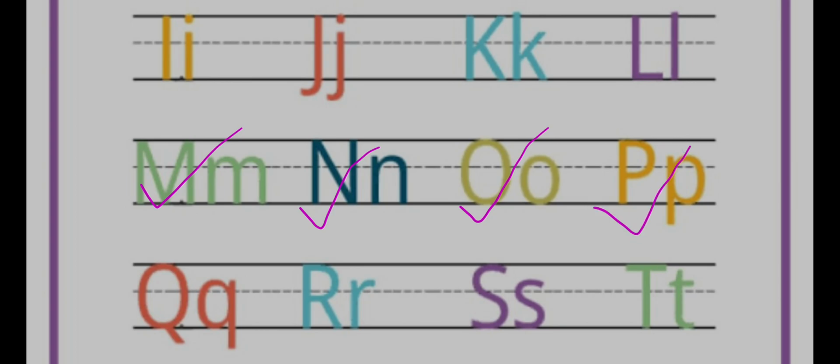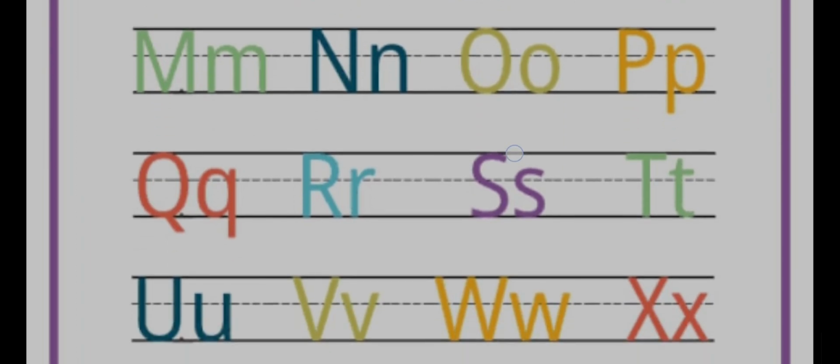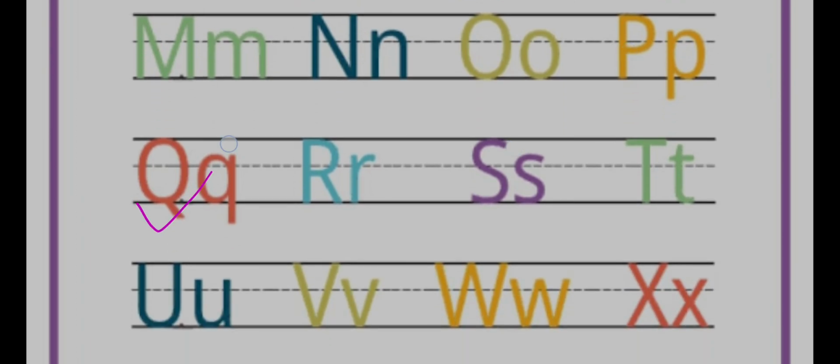P for parrot, P for peacock, p. Q for queen, Q for quail, k. R for rose, R for rabbit, r. S for shape, S for sandwich, s. T for tiger, T for telephone.